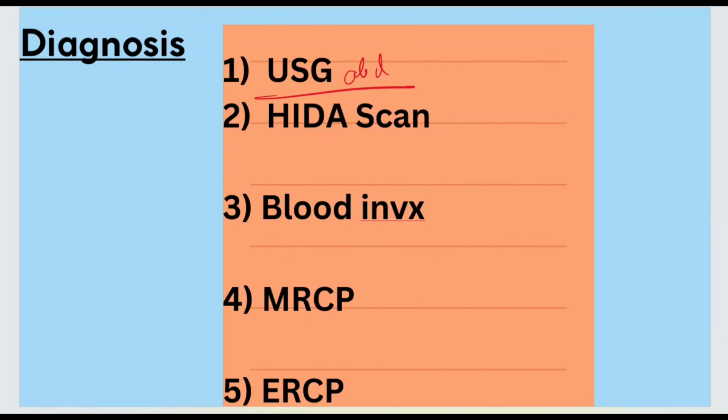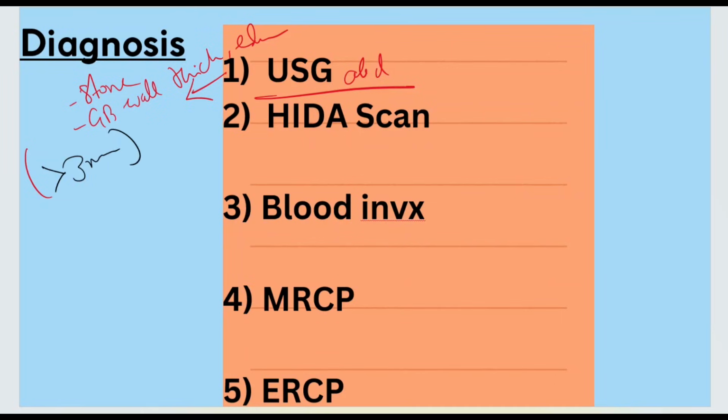Ultrasound abdomen, what we see here in USG, we can see presence of stone. Then we can see the GB wall thickness and edema. If it is more than 3 mm thickness, then it is called thickened GB wall.